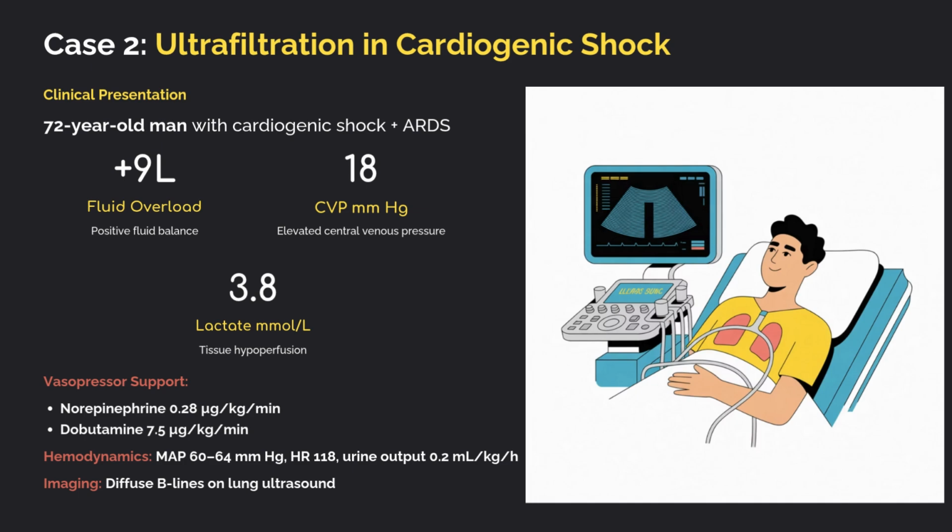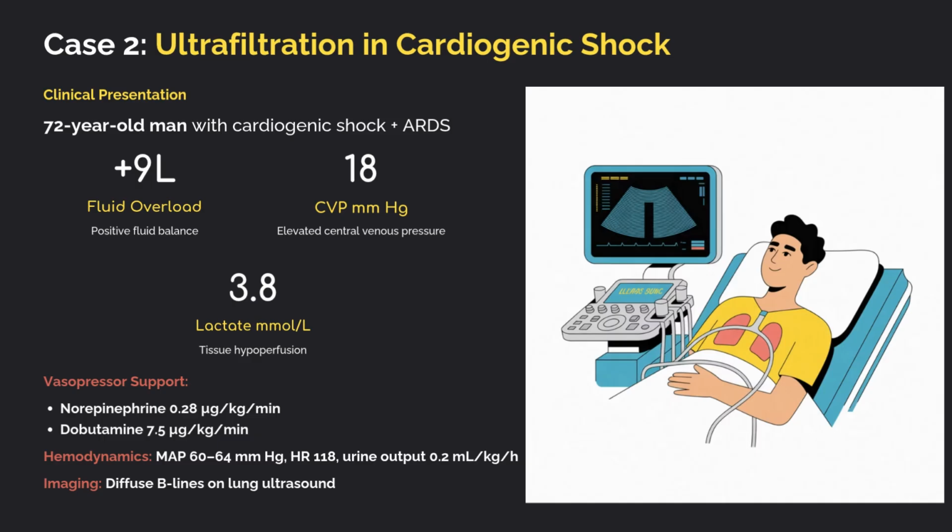This is a 72-year-old man presenting with cardiogenic shock and ESRD. He is severely fluid overloaded with a positive fluid balance of more than 9 liters. His current venous pressure is 18 millimeters of mercury, indicating significant venous congestion. Lactate is elevated at 3.8 millimoles per liter, suggesting ongoing tissue hypoperfusion and injury.